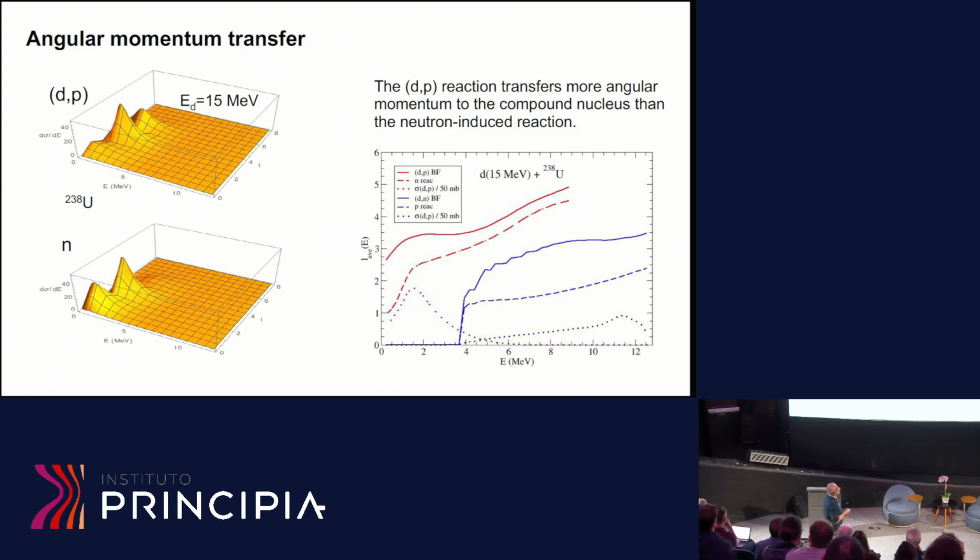What this says is that if you want to do deuteron-induced calculations as surrogate reactions, you have to be careful. You have to do the deuteron calculation explicitly to make sure that everything works out right.